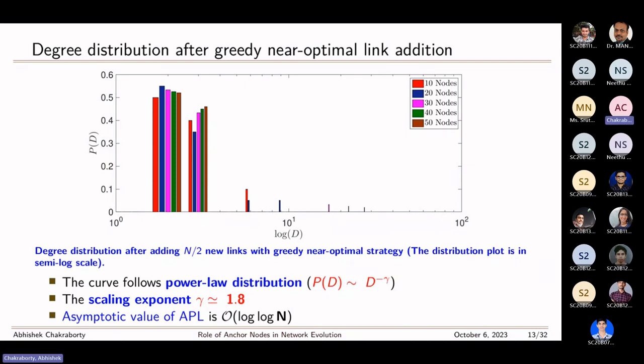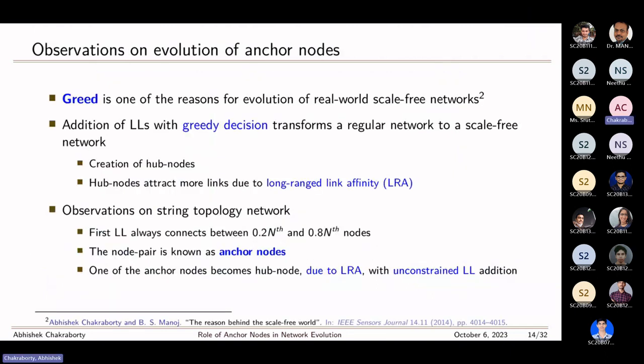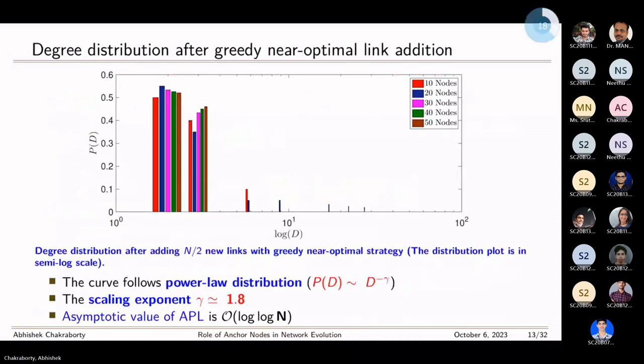And the asymptotic value of APL is almost like log n. Previously we have seen that when we add the link with random decision, it is only log n, so this is far below. For the 50 node case, it is like log of log 50. So here we have seen that greed is one of the reasons for such evolution of real world scale free network. This degree distribution of power law is one of the key characteristics of scale free network.